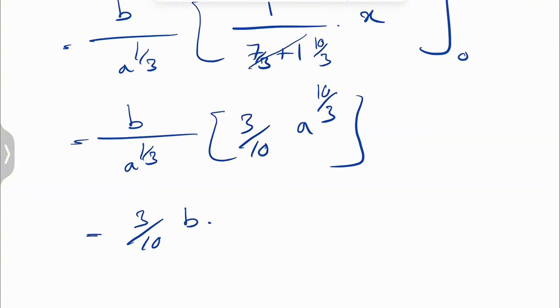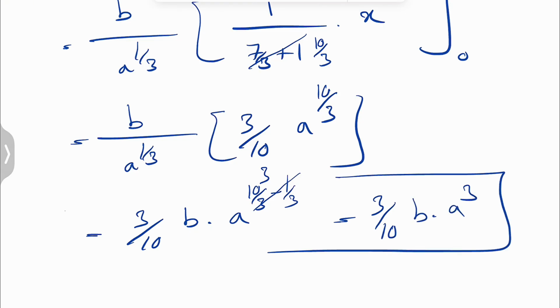3/10 of b times a to the power of 10/3 minus 1/3, so it's going to be 3. And the answer would be 3/10 of b times a cubed. That's going to be our area moment of inertia about the y-axis.